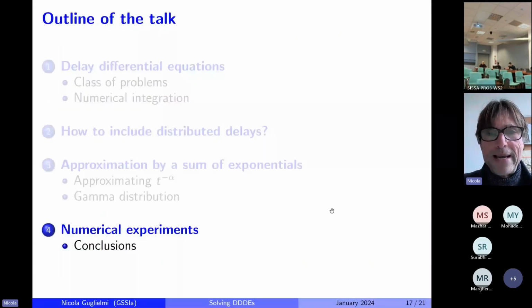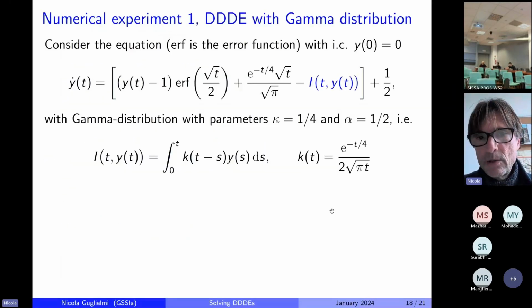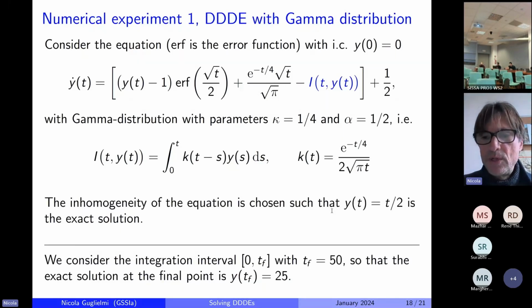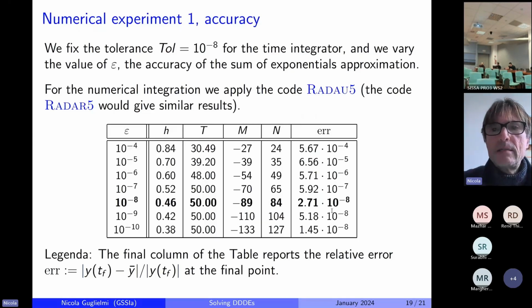Anyway, let me go to the numerical experiments to emphasize also the performance of this. Let me take this example. With these parameters, this is just a very educated example because we know the exact solution, which is t over 2. So we can compute everything exactly in terms of error. We take an integration window 0 to 50, so the exact solution is 25 at the end, and we choose a tolerance in the time integrator which is 10 to the minus 8.